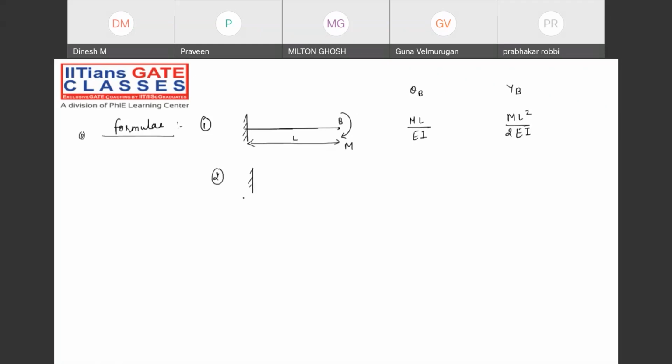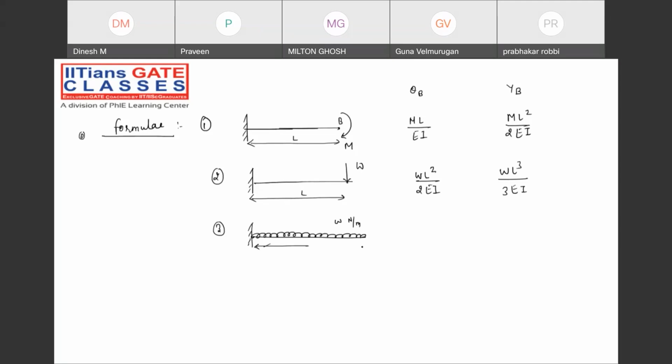The second case will be WL square divided by 3 EI. Third case will be a cantilever beam, which is subjected to uniformly distributed load. The length will be, suppose, L. Then what is the slope? WL square divided by what? 6 EI. Now some of you might be thinking, sir, why is it L square?